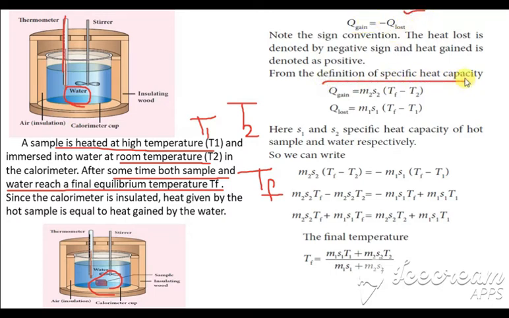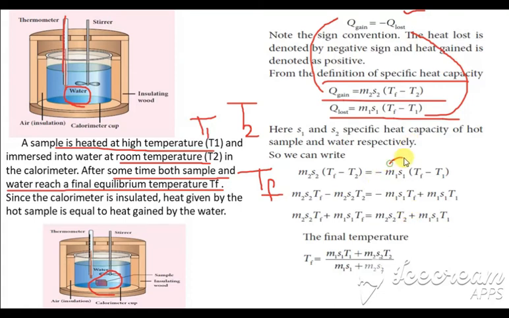Definition of specific heat capacity: we get it with the formula Q is equal to M into S into delta T. Here we write Q gain, which is equal to M2 S2 into TF minus T2. In the same way, when we write Q lost, it is M1 S1 into TF minus T1. So these two are equal, right? So instead of Q gain we write this, and instead of Q lost we write this.